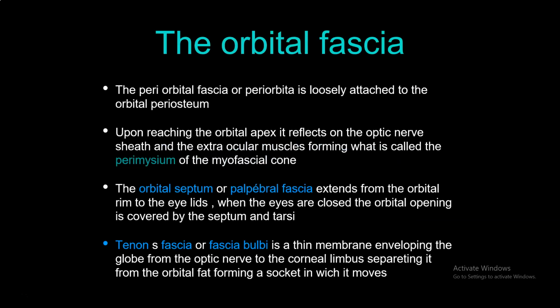Orbital fascia. The periorbital fascia, or periorbita, is very important because you should know your plane. It is very important to know where you are exactly in the orbit, inside the fat. The orbital fascia, called the periorbita, is loosely attached to the orbital periosteum. Upon reaching the orbital apex, as we'll see now, it reflects on the optic nerve sheath and the extraocular muscles, forming what we call the perimysium of the myofascial cone.